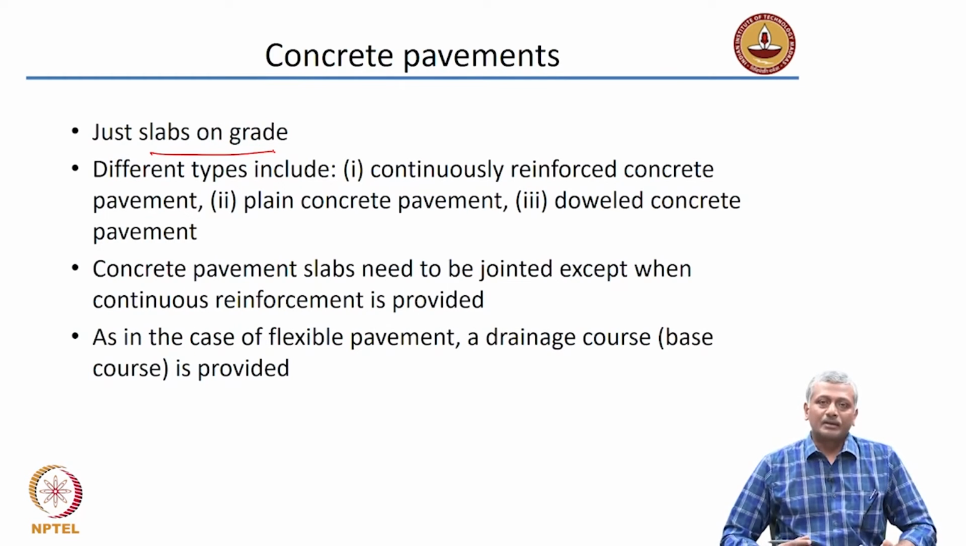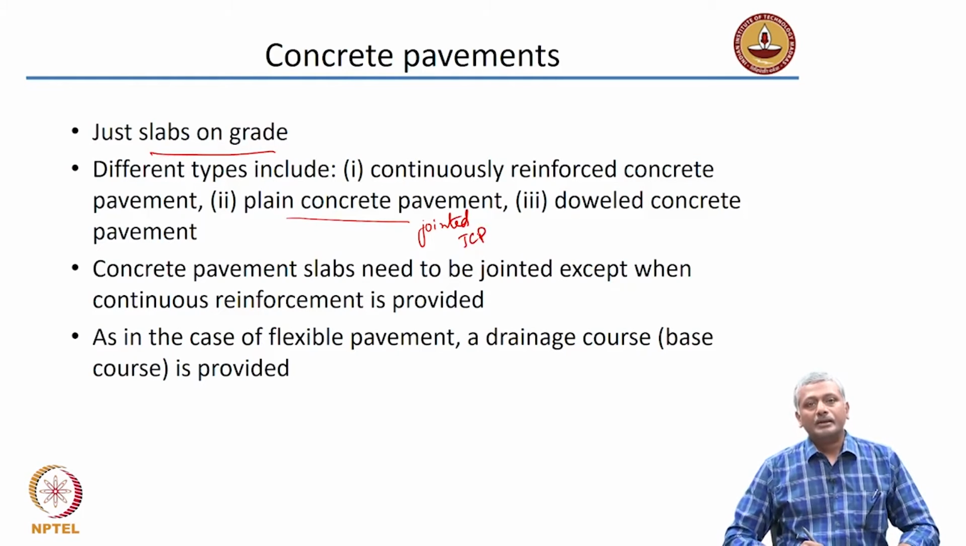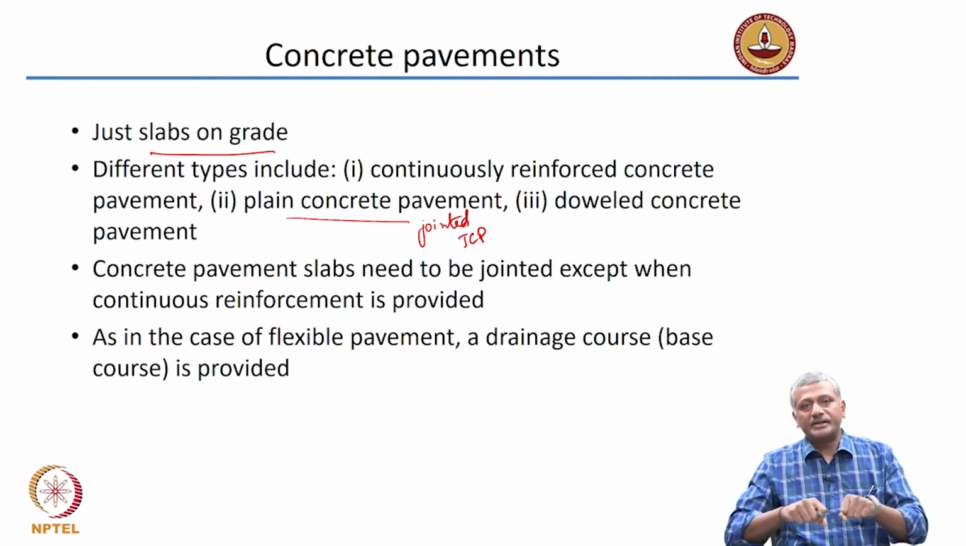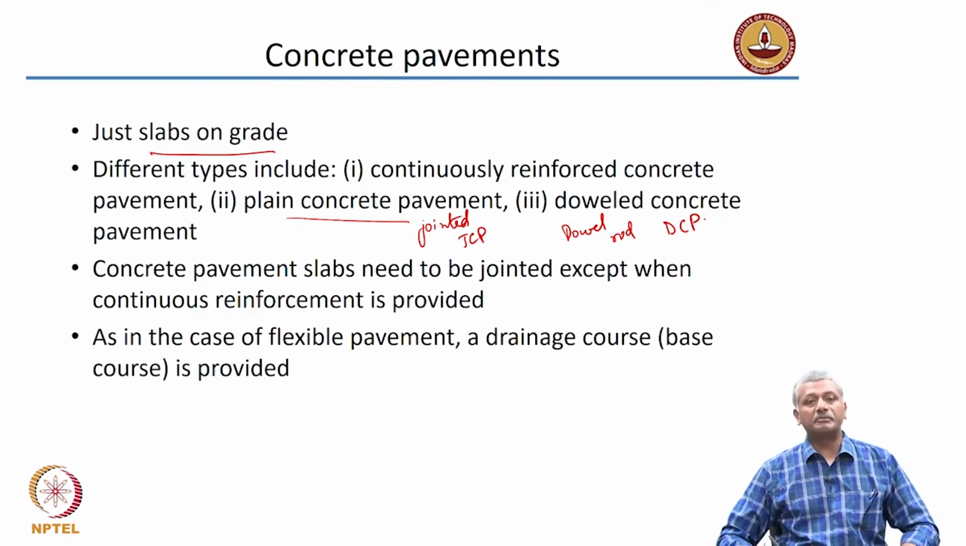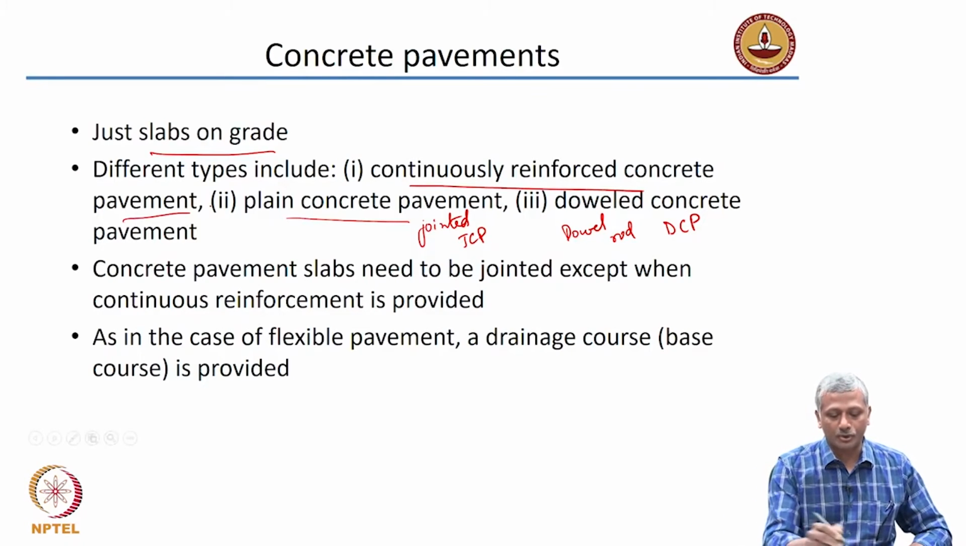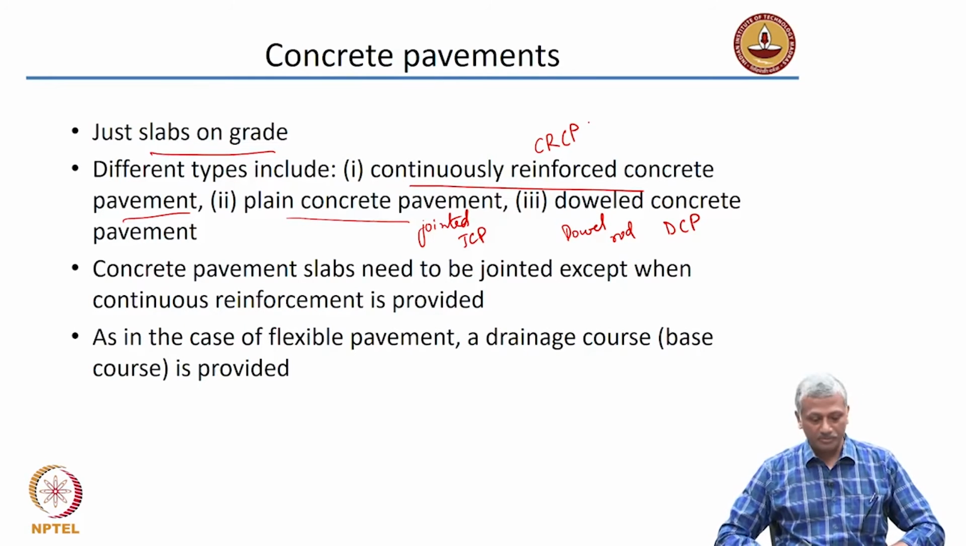So this tendency to provide joints results in what we call plain concrete pavements which are jointed. We call them jointed concrete pavements or JCPs. In some cases, between the joints that we have, we usually put a rod called the dowel rod, and that's called DCP or doweled concrete pavement. And in some cases, you may have the pavement completely reinforced. So you just put a single layer of mesh-like reinforcement in the center of the pavement, and that is called continuously reinforced concrete pavement, or CRCP.